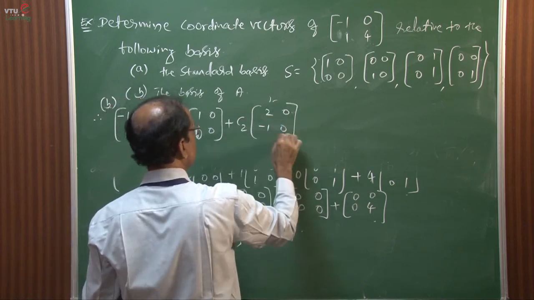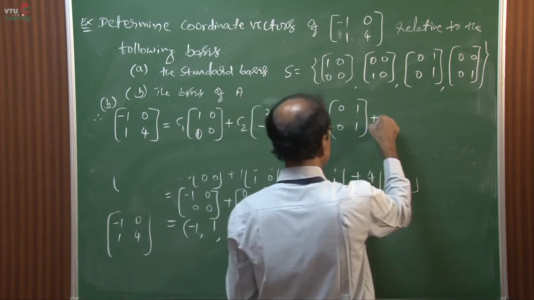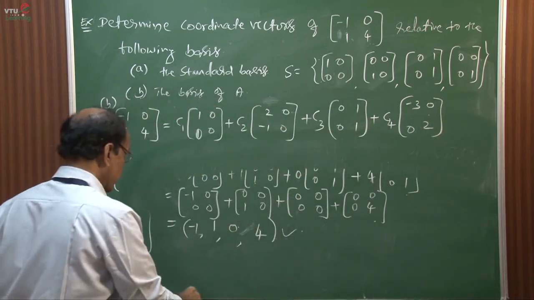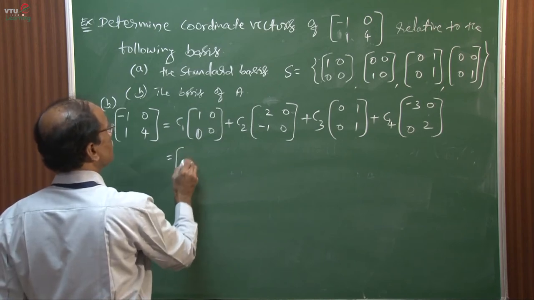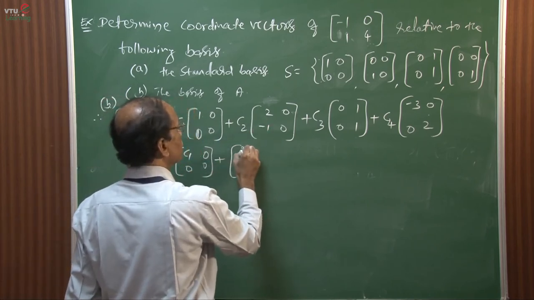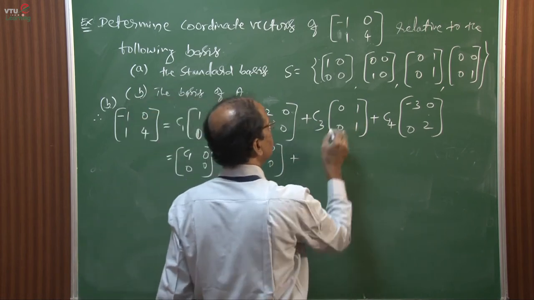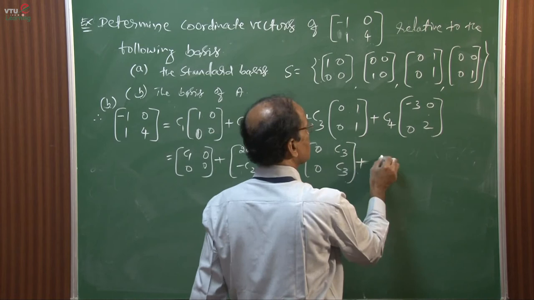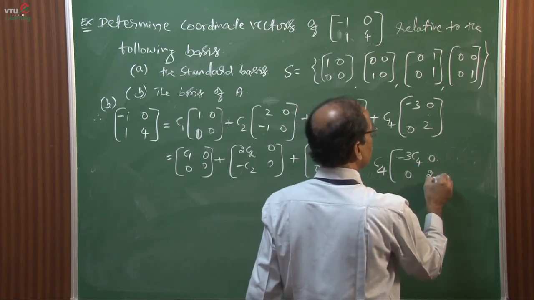that means in question B, 1, 0, 0, 1, 0, and plus C2 times 2, minus 1, 0, 0, plus C3 multiplied by 0, 1, 1, 0, and plus C4 multiplied by minus 3, 0, 0, 2. Then you take the C inside, afterwards you take the addition of all these four matrices. This is multiplied by C1 means 1 into C1 and the remaining all 0 because 0 is multiplied to C1, plus C2, when you take that, 2 times C2, and this is minus C2, this is 0, this is 0, plus C3 when you take inside, 0, this is C3, this is 0, this is C3 because 1, 1 are there, and plus C4 and minus 3 times C4, 0, 0 and 2 times C4.